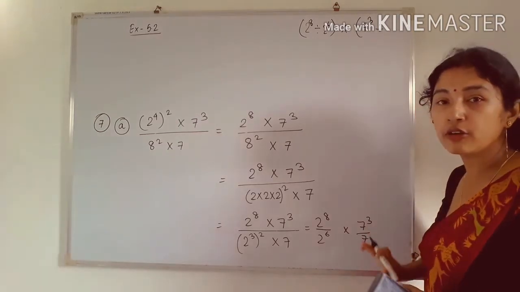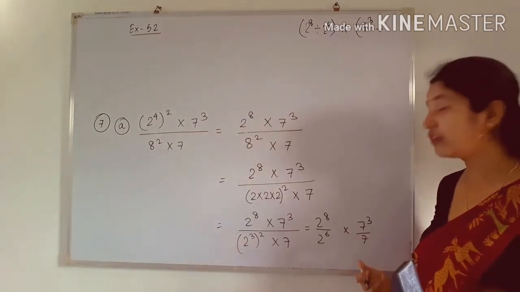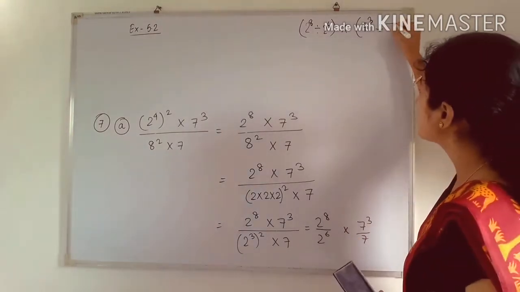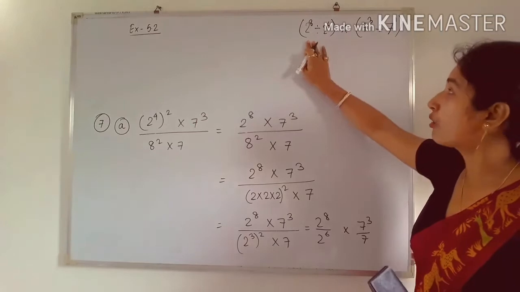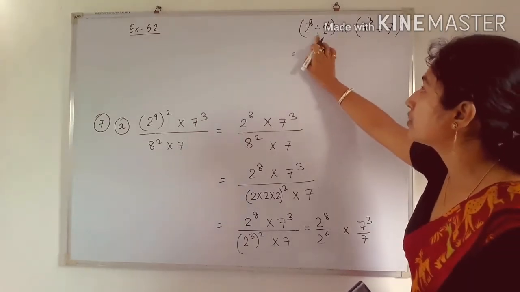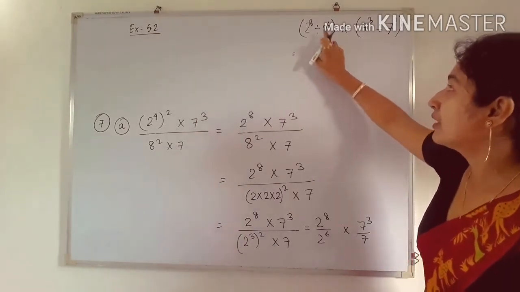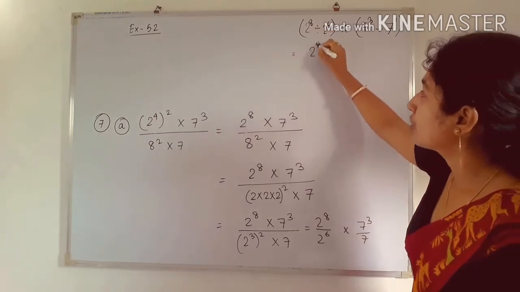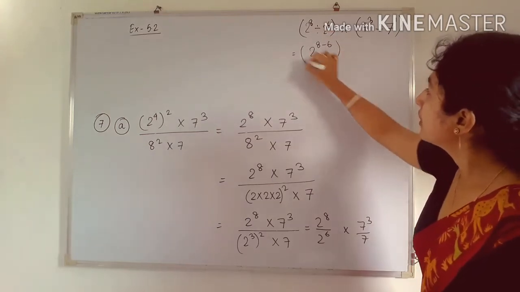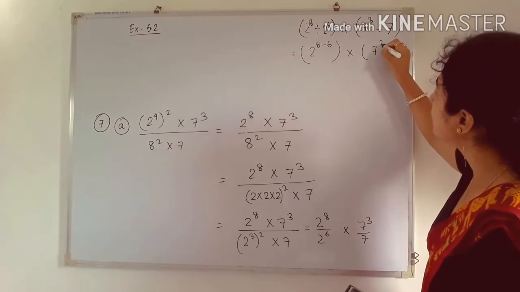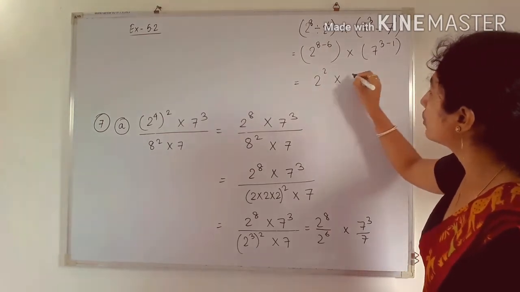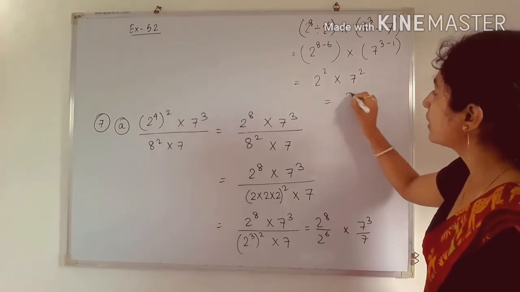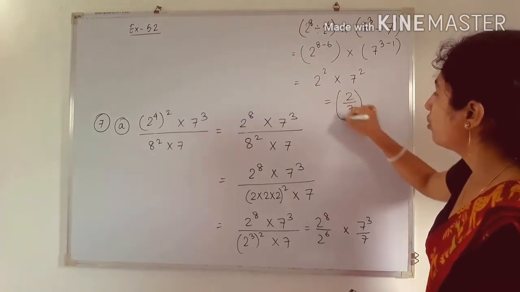The meaning of 7 is 7 to the power 1, because here only one 7 is there. So we can write 7 to the power 1. Now you can apply the second law. According to the second law, if there is a division symbol and the base is the same, then you can subtract the powers. So 8 minus 6 gives 2 squared, and 7 to the power 3 minus 1 gives 7 squared. So finally you can write 2 by 7, whole squared.